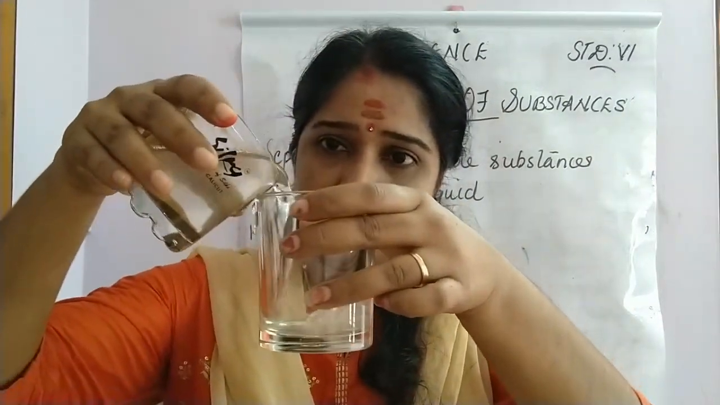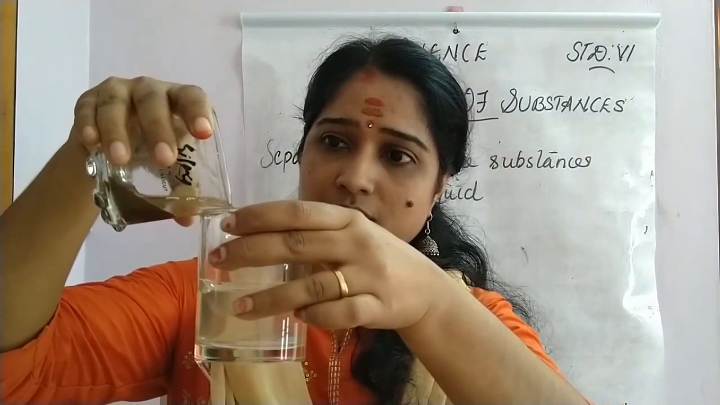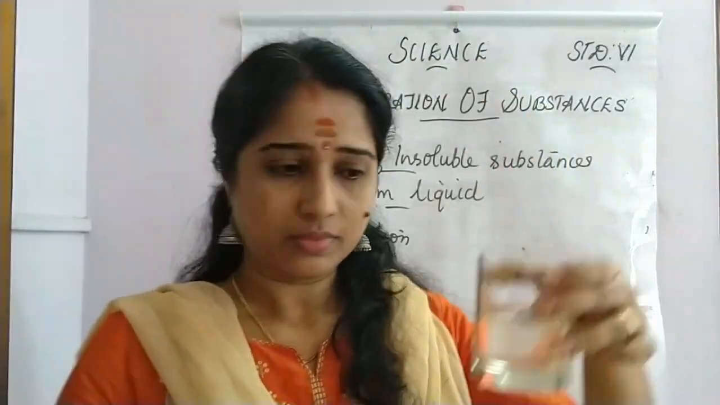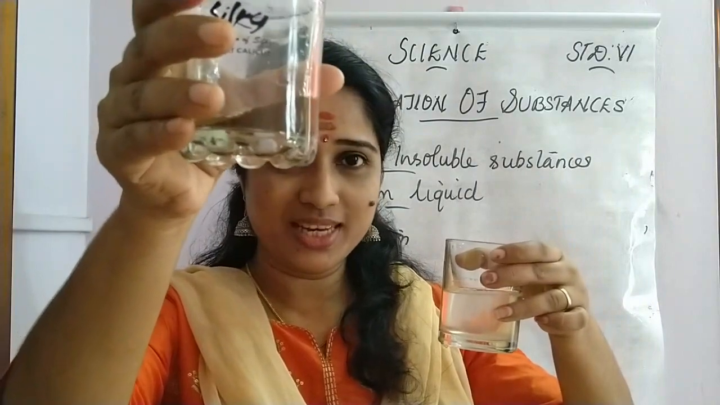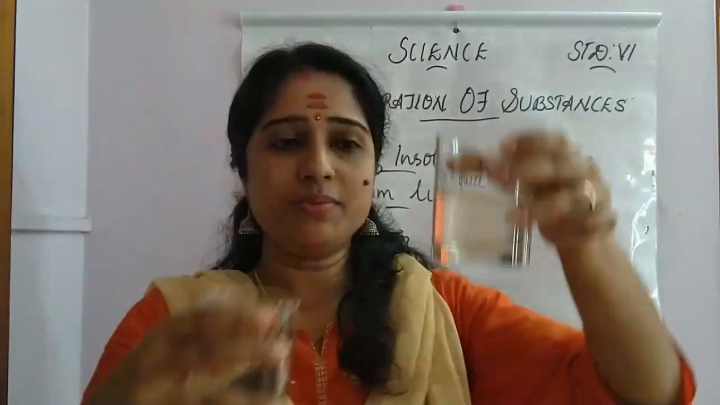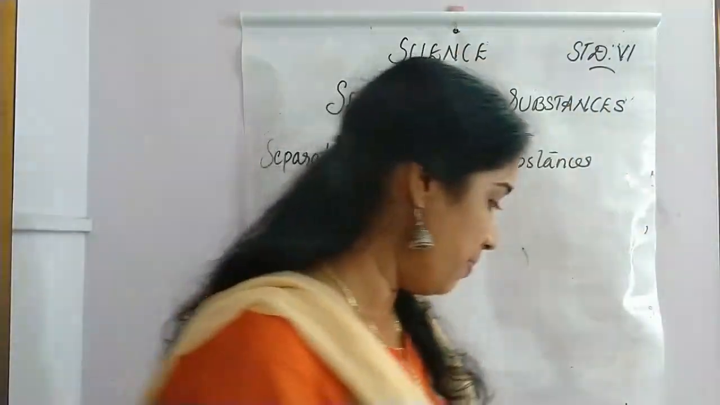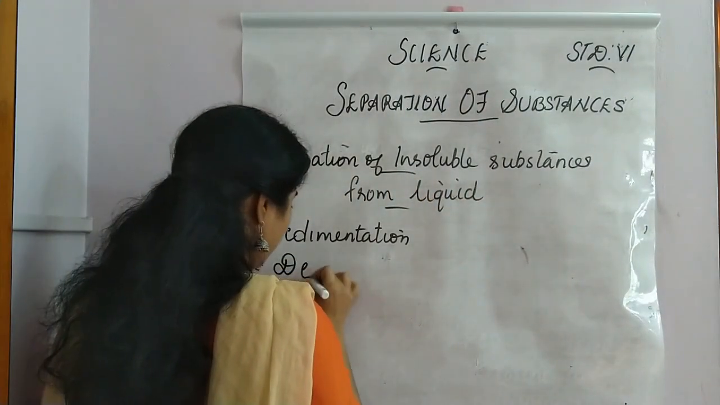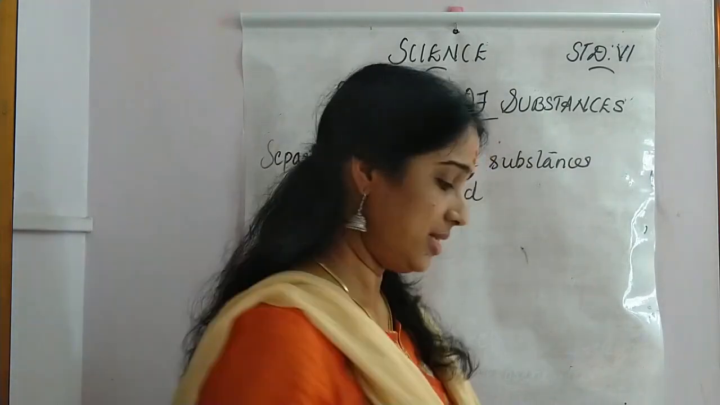We can slowly transfer this water into another glass without shaking it. See, I have transferred it. You can see the sand at the bottom. Could you see it? Yes. Then I transferred that water into another glass, and that process is known as what? Decantation. The first step is sedimentation. The second one is decantation.